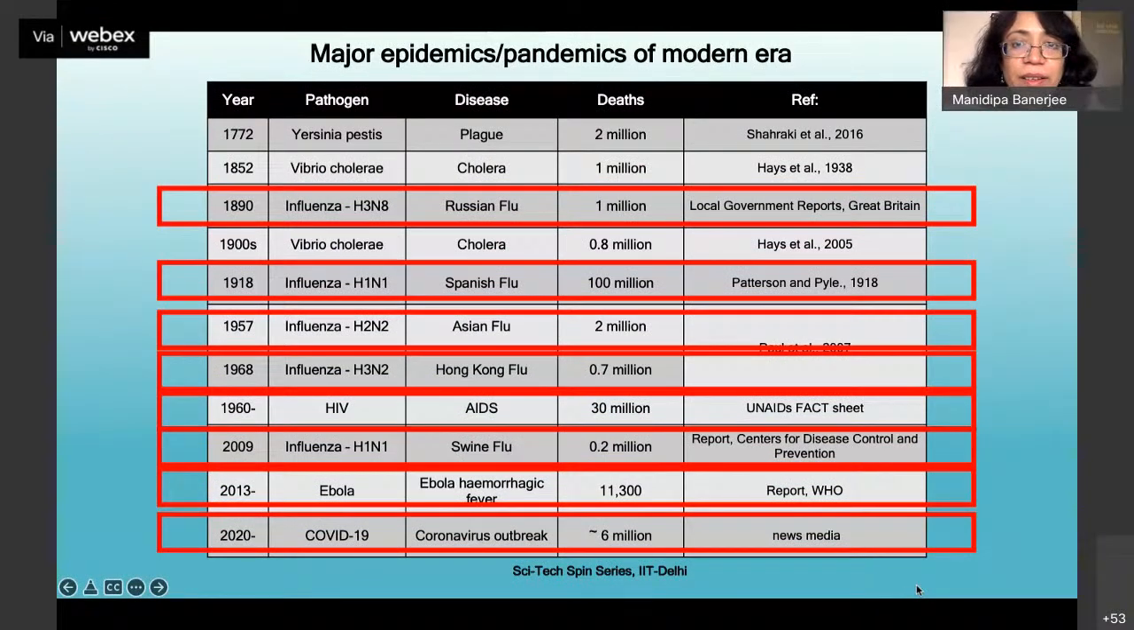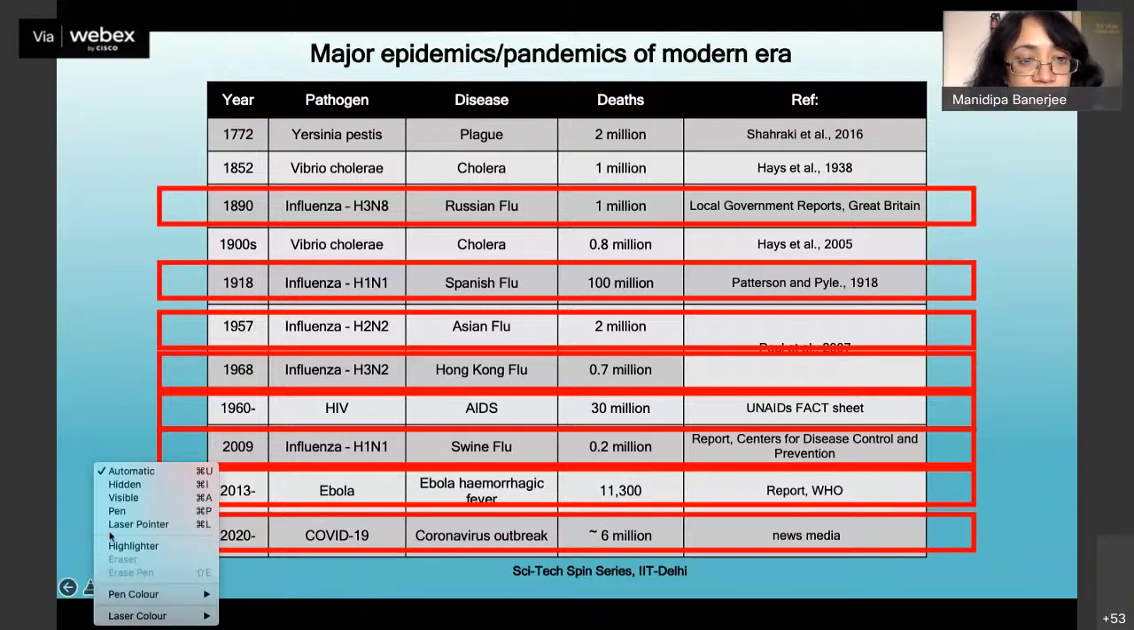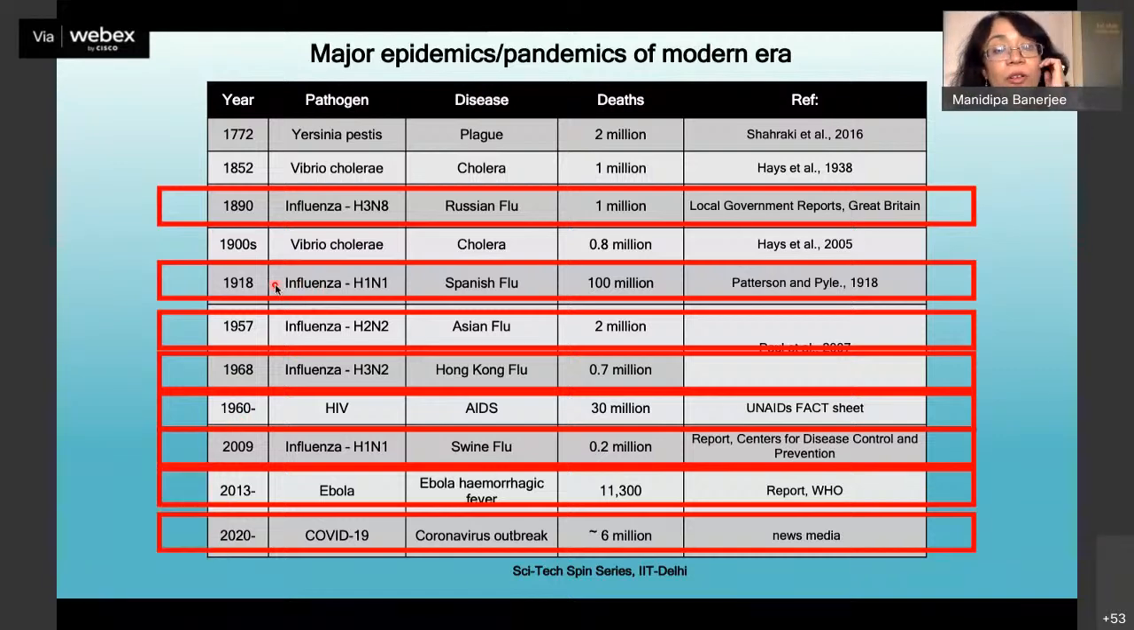So in the last, let's say, 150 years, we have had a fair number of pandemics or epidemics, and one of the very well-known ones, as I was mentioning, was the influenza epidemic of 1918, and this killed about 100 million people. And after that, we have had other influenza epidemics as well. There was the Asian flu epidemic in 1957, Hong Kong flu in 1968, then swine flu in 2009.